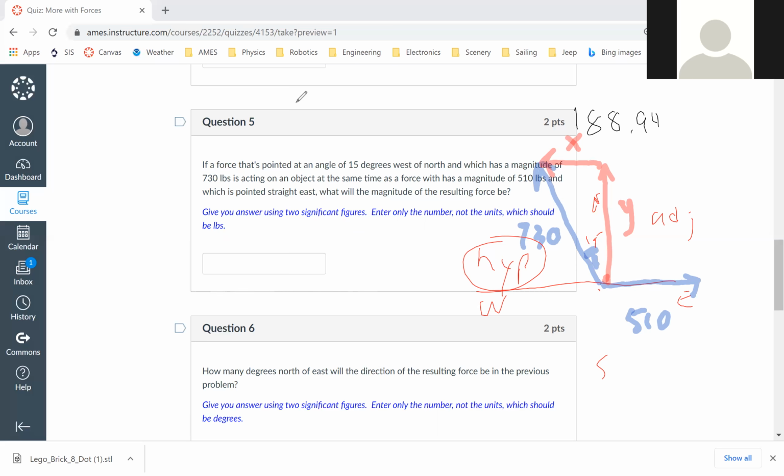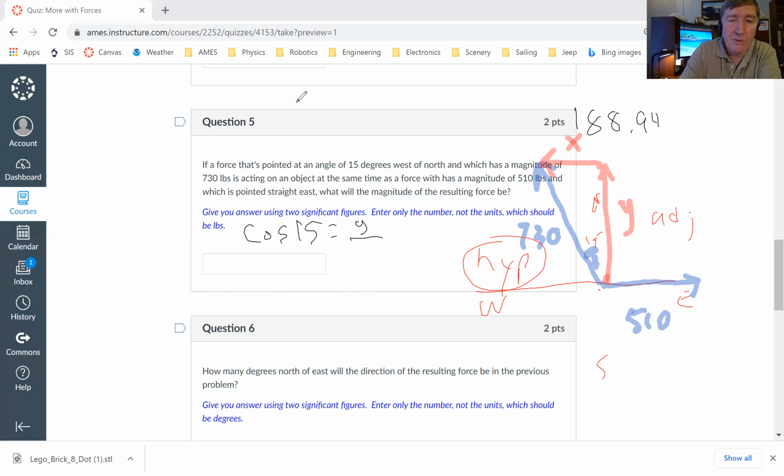Very good. All right, so we're going to do the same thing, only this time we're going to use the cosine. So the cosine of 15 is equal to the adjacent, which is y, divided by the hypotenuse, which is 730. Okay, so we're going to multiply both sides by 730, if we can write it properly. Okay, so y then is equal to 730 times the cosine of 15. So I get y is 705.13.